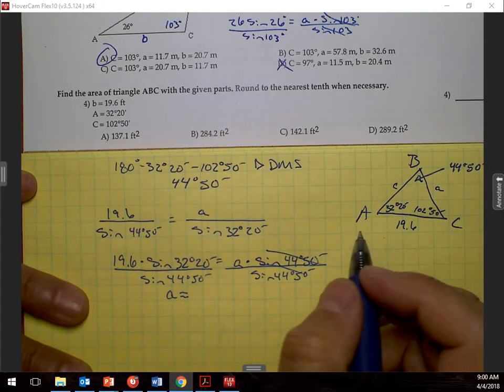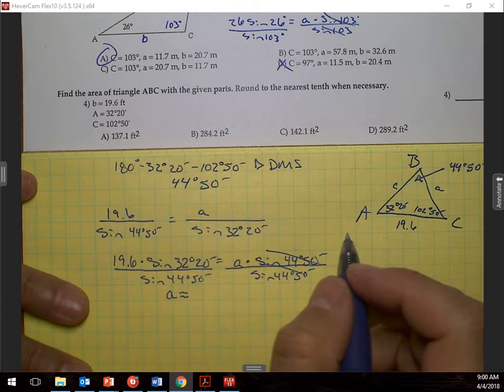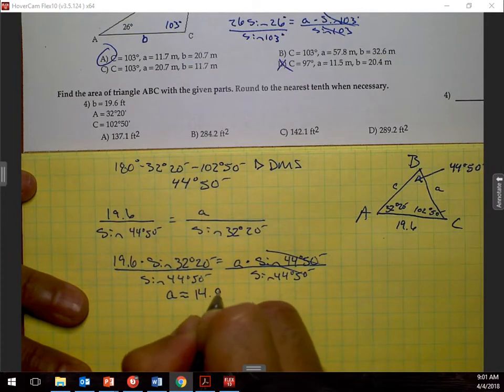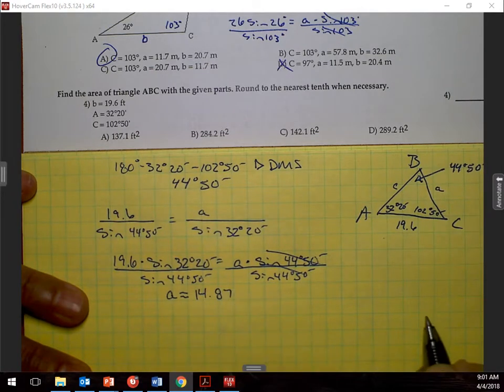It's 14.87. I rounded it before, and that's how I messed up. So I just tried it again and I got the right answer. All right, so we're going to say that that's going to be my A.